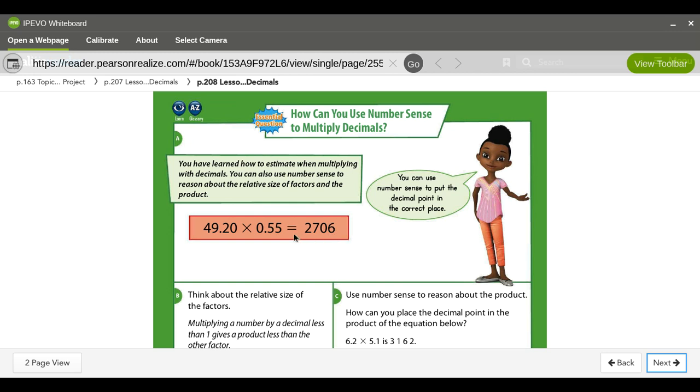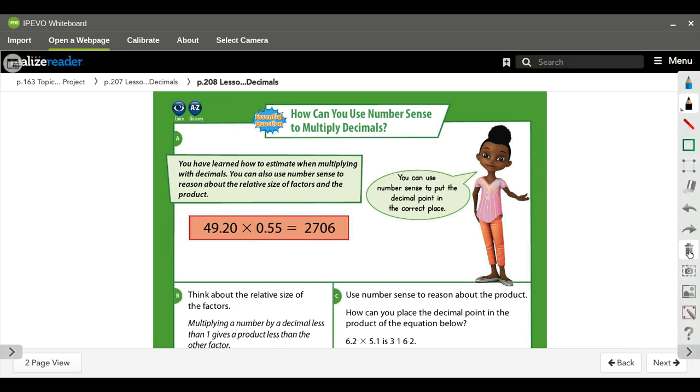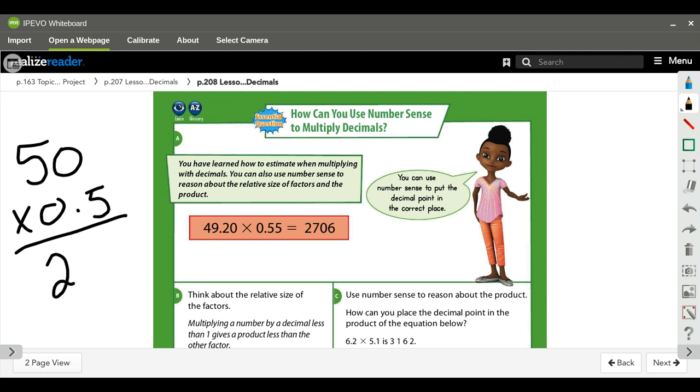Okay. So we said if I estimate this, 49 is going to be near 50. And 55 hundredths, well, I'm going to leave that pretty relative to where it's at. It's near a half. So half of 50, when I use my estimation, is going to be 25. So the place where I'm going to put my decimal is going to be between the 7 and the 6 because 27 is near my estimate of 25.